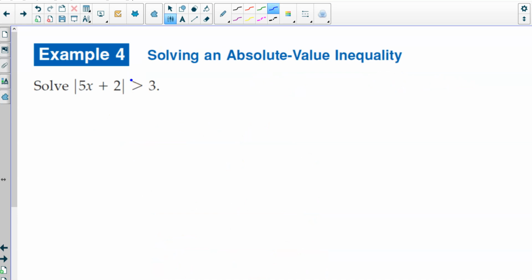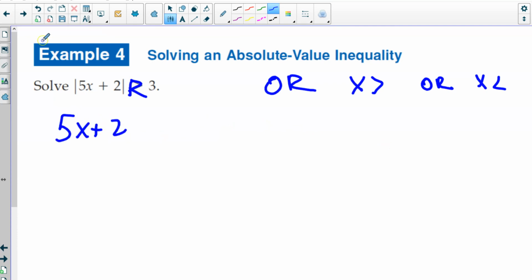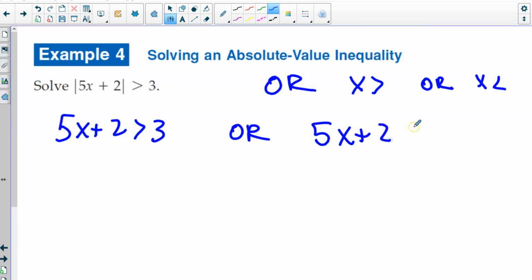In this example, I have greater than 3. I know that's an or statement. So I'm going to end up with an answer that says x is greater than something or x is less than something. So instead of setting up a compound inequality in one long statement, I'm going to set up two statements. That 5x plus 2 is greater than 3, or 5x plus 2 is less than negative 3.